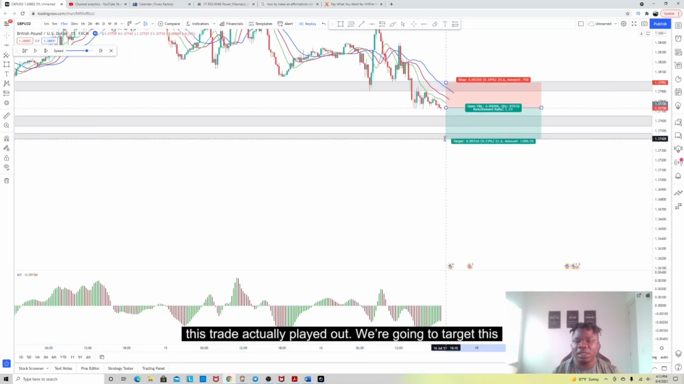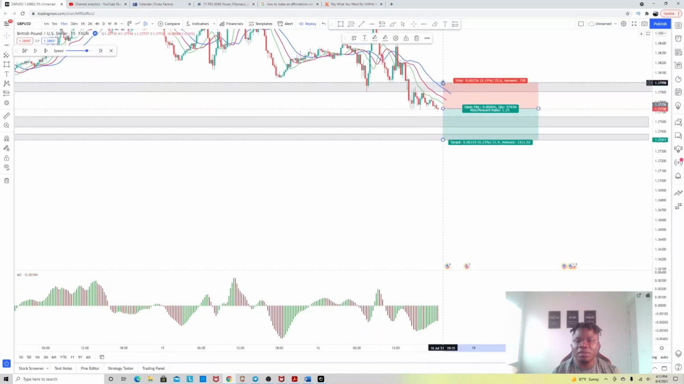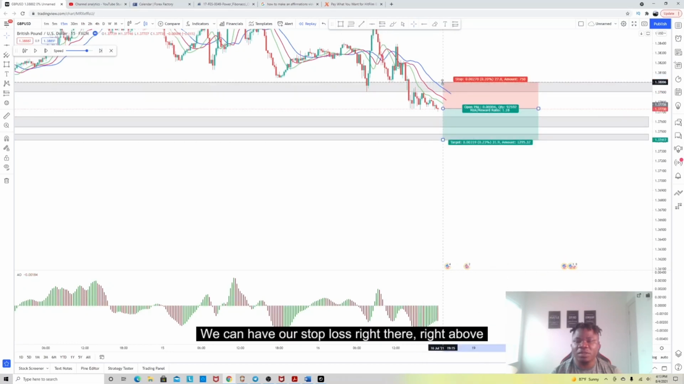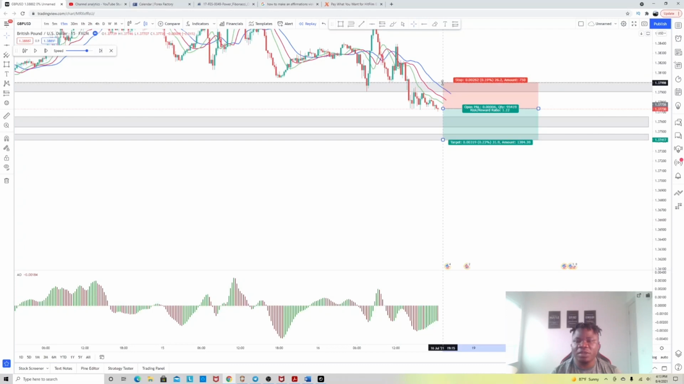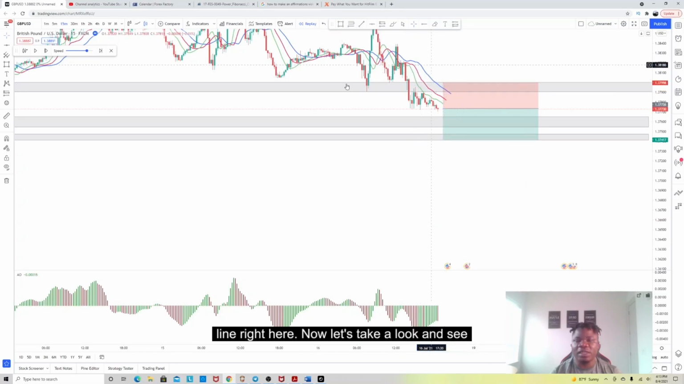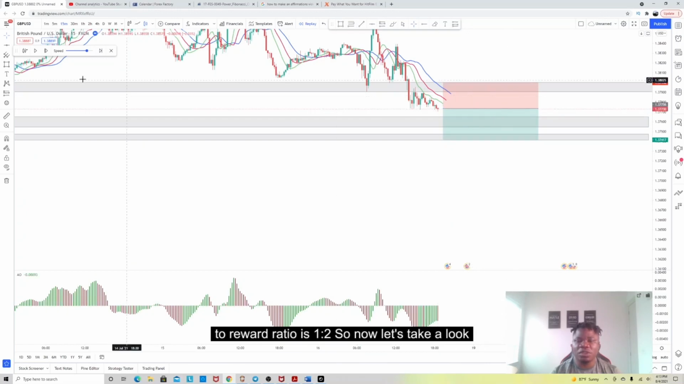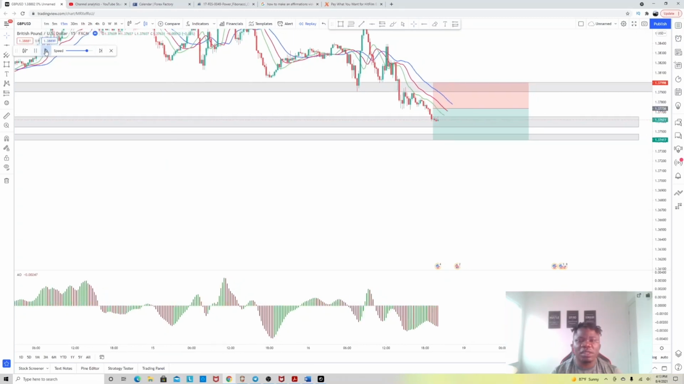Going to target this zone over here. So we're looking at 31 pips. We can have our stop loss right there, right above the blue alligator line right here. Our risk to reward ratio is 1 to 2. Now let's take a look and see how this trade played out.